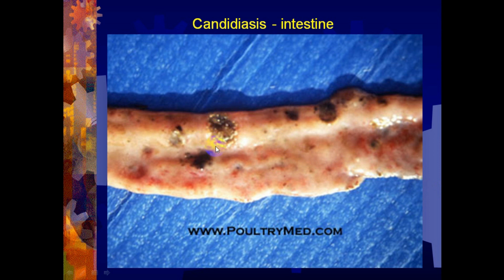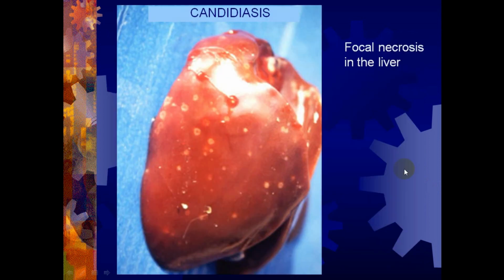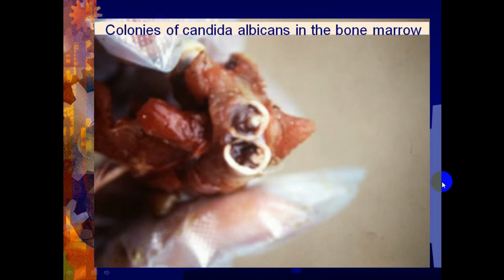Here, this is the typical Candida granuloma in the intestine. There are also similar granulomas accompanied by necrosis, multifocally distributed in the liver. And these are colonies of Candida, which can also be found in bone marrow. This is in the case of systemic candidiasis.